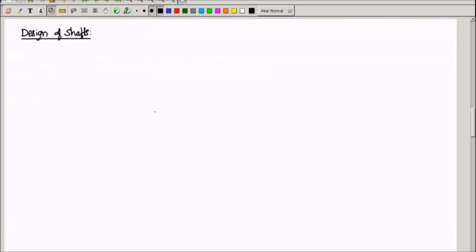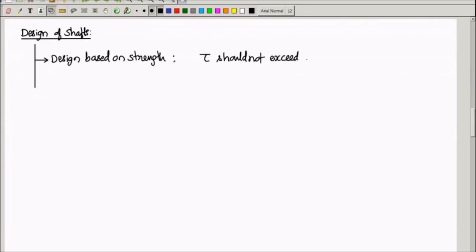In order to design the shaft, we have two approaches. One is called design based on strength. Strength here is nothing but torsional strength. According to this theory or criterion, the maximum shear stress induced on the outer surface of the shaft, tau, should not exceed the permissible value. According to this theory, tau should not exceed a permissible value. That is called the strength criterion.